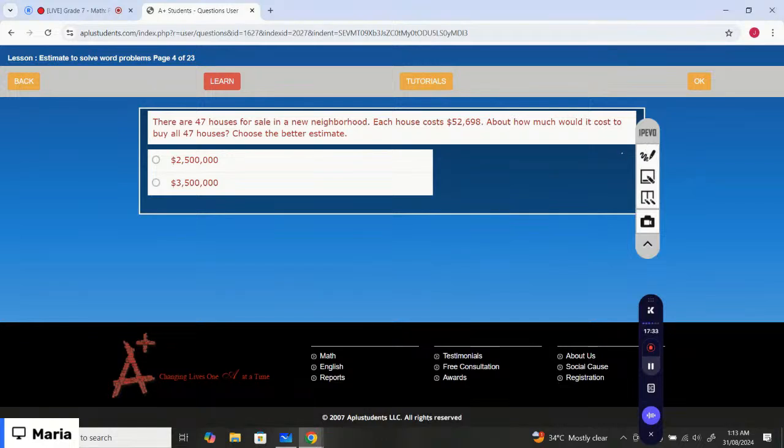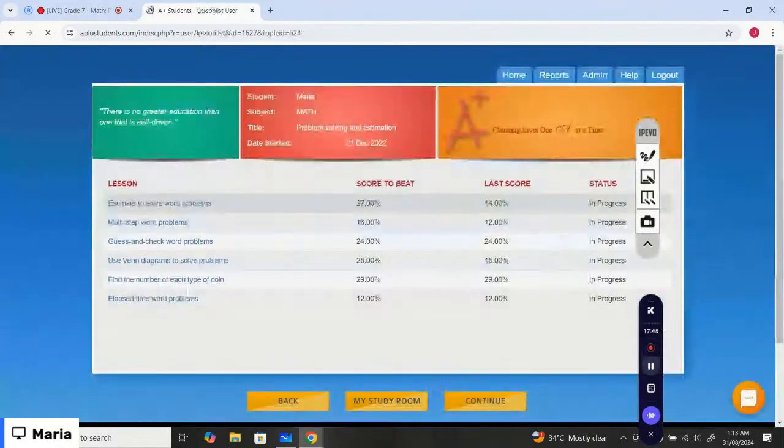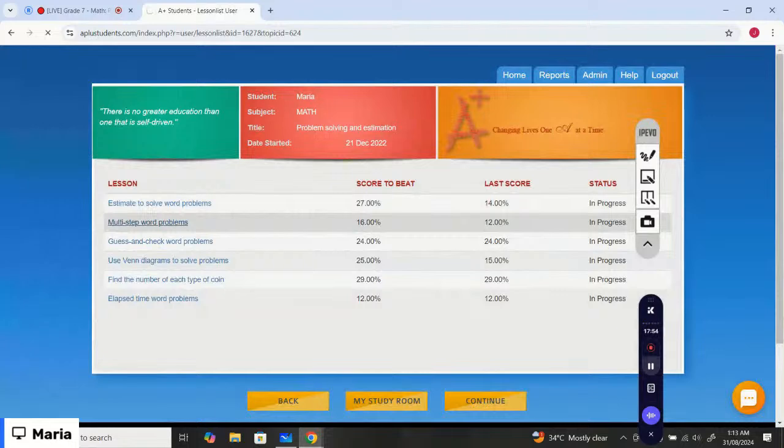Okay, you can complete the lesson by yourself later today. Let me just move on to next lesson. The next lesson is multi-step word problems. So let's just start with the next lesson.